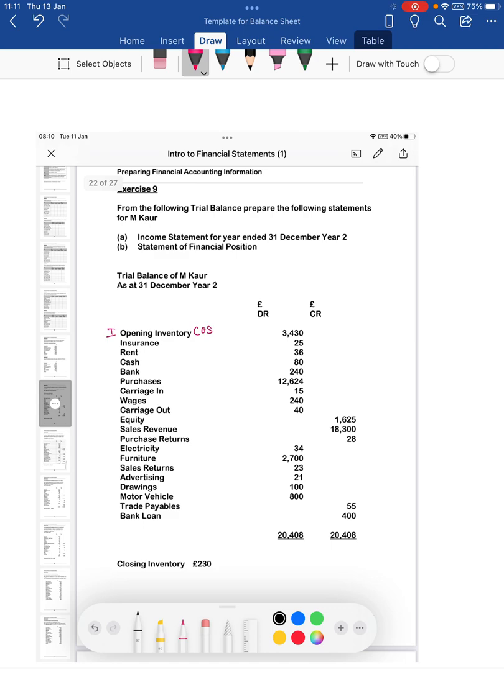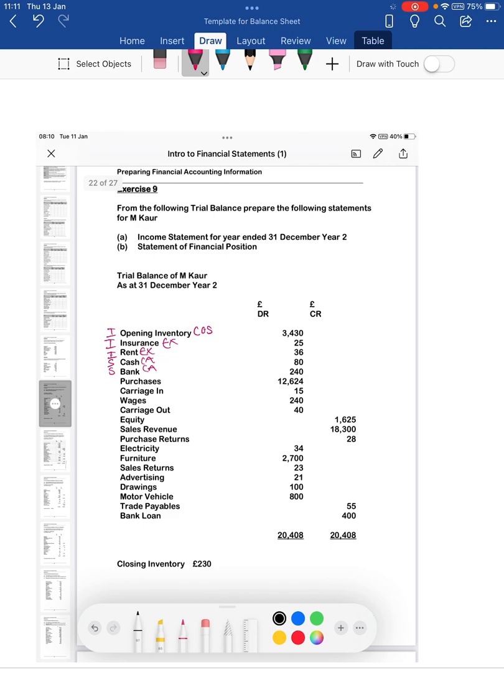We're now looking at insurance. Now insurance is just an expense that businesses have to pay monthly. So the fact it's an expense means it goes into the income statement. The same can be said for rent. Now what we have here is cash and bank. We know that these are current assets, therefore they must go into the statement of financial position.